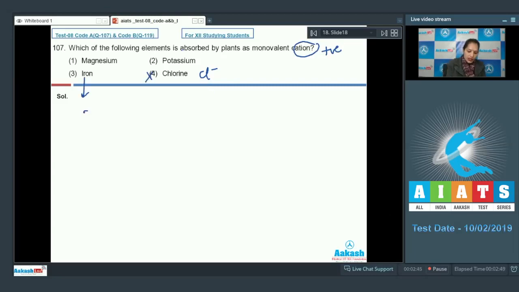Iron is absorbed in the form of ferrous ions, which has +2 charge. So it is not a monovalent, it is a divalent. So this option is also ruled out. Magnesium is absorbed again in the form of divalent, Mg +2. So this option is also ruled out. Potassium is absorbed in the form of K+, which is a positive monovalent ion. It's a cation. So the correct option for the given question is option number 2. Let's move to the next question.